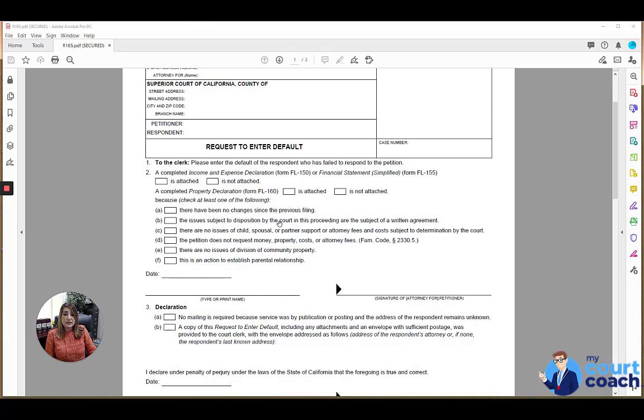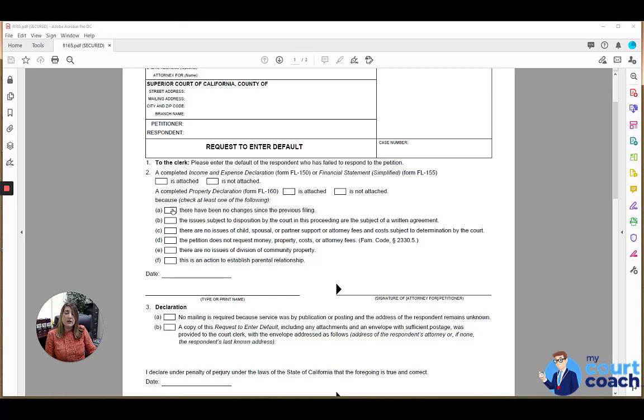If the issues subject to disposition by this court are the subject of a written agreement, then you wouldn't need to attach those forms. If there are no issues of child, spousal, or partner support or attorney fees subject to determination by the court, if the petition does not request money, property, costs, or attorney fees, if there are no issues of division of community property, or if this is solely an action to establish parental relationship. And again, that's one where child support is not also being asked at this time.